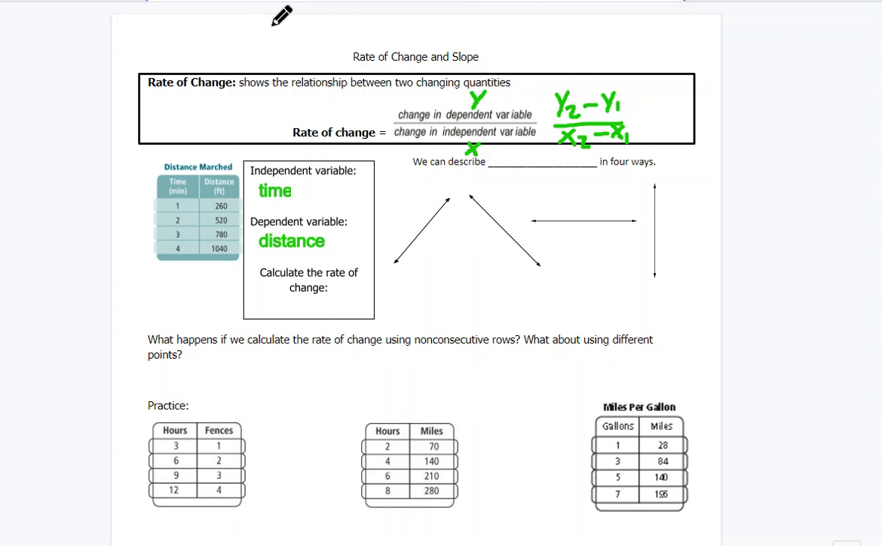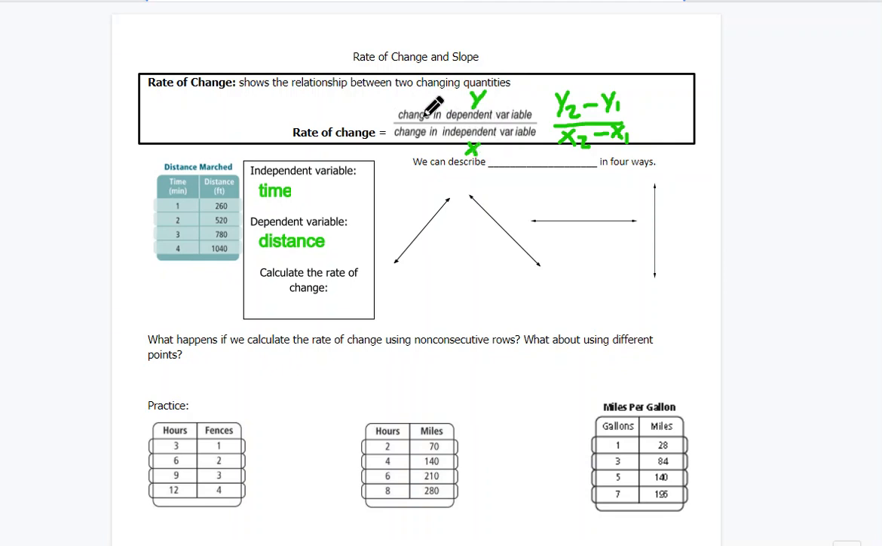Today we're going to learn about rate of change and slope. Rate of change shows the relationship between two changing quantities. Rate of change is the change in the dependent variable, which is our y values, over the change in the independent variable, which is our x values.